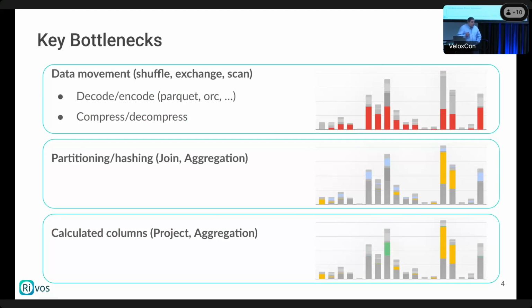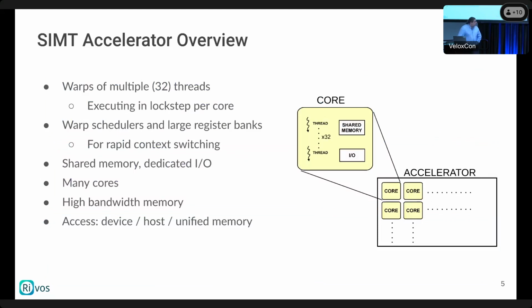Calculated columns, generally there's a long tail of complex functions. However, frequently they are embarrassingly parallel things. The cells depend on values from the row that they're in and not much else. So what kinds of things are we talking about when we talk about SIMT accelerators? These are devices capable of executing multiple threads.